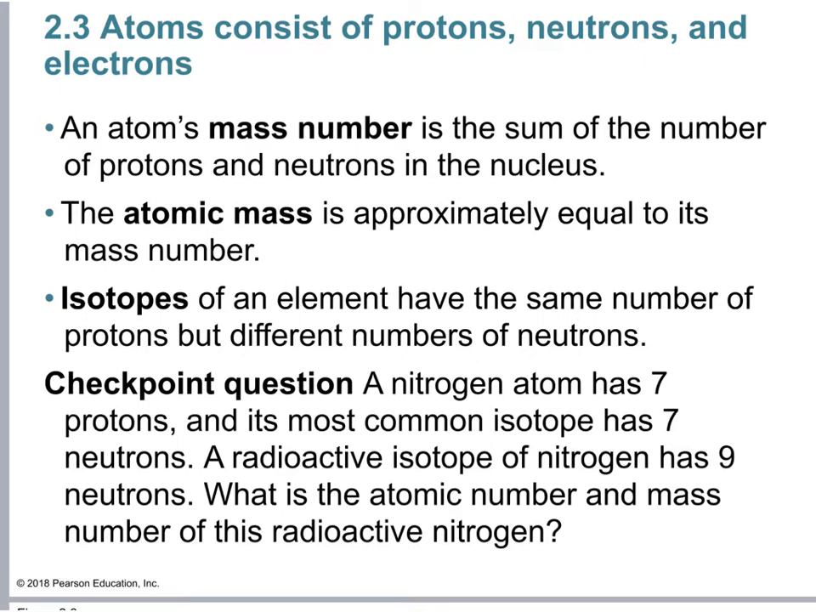All atoms of an element have the same atomic number, but some atoms of that element may differ in mass number. The different isotopes, as they're called, of an element have the same number of protons and behave identically in chemical reactions, but they have different numbers of neutrons.